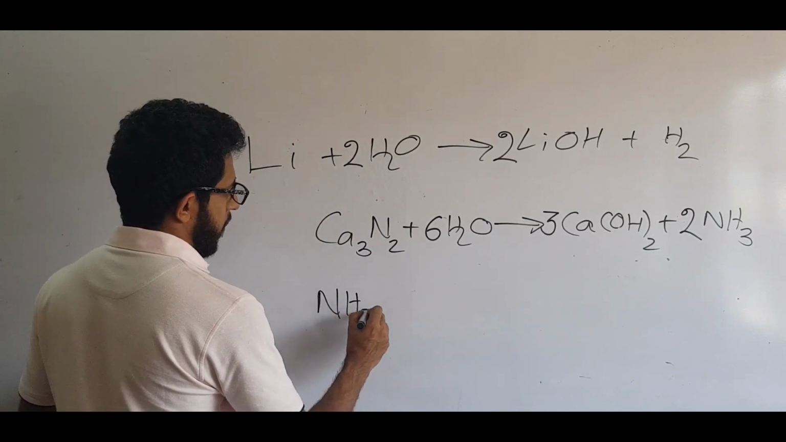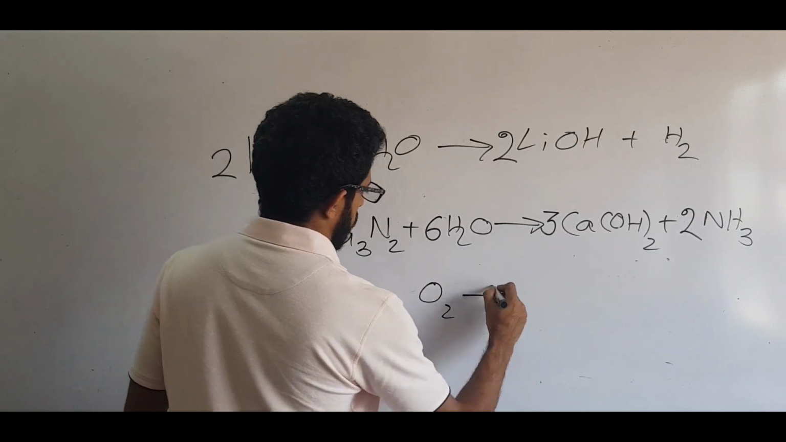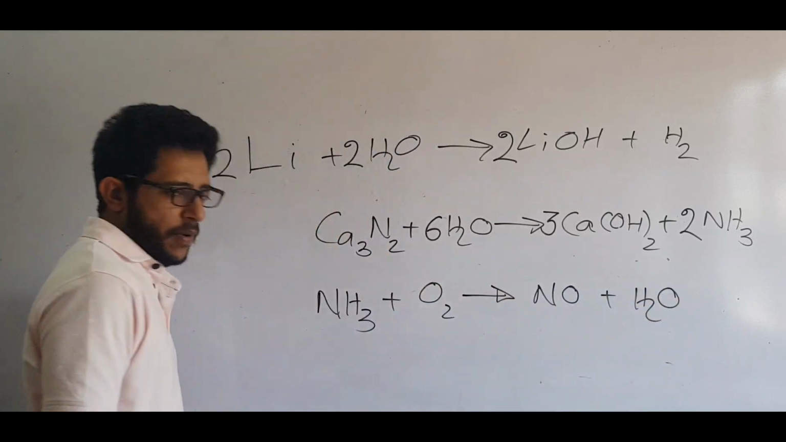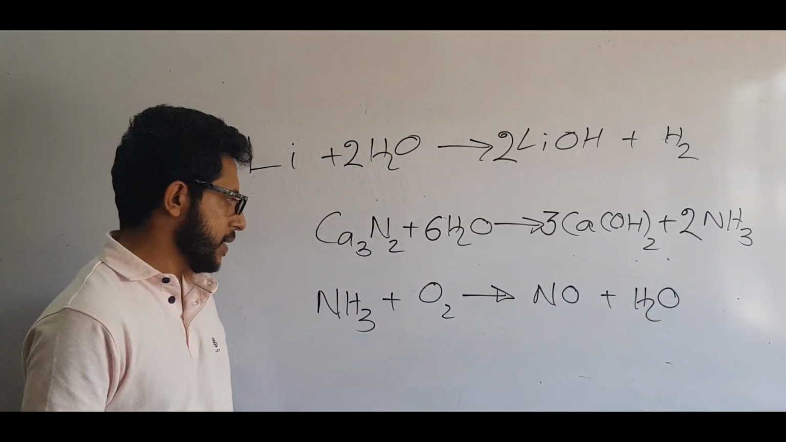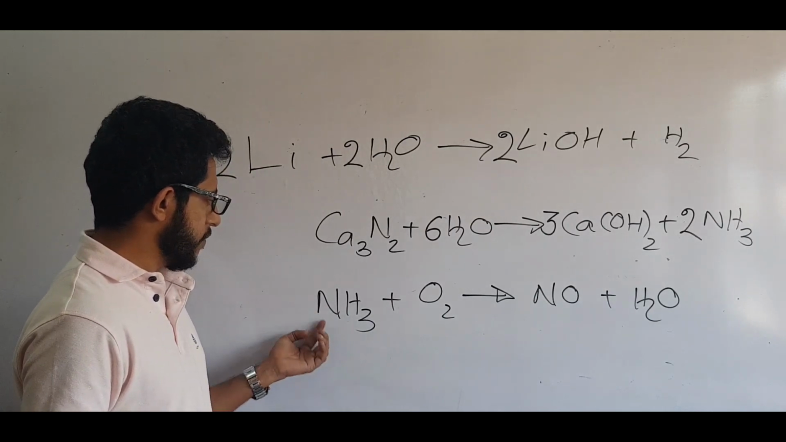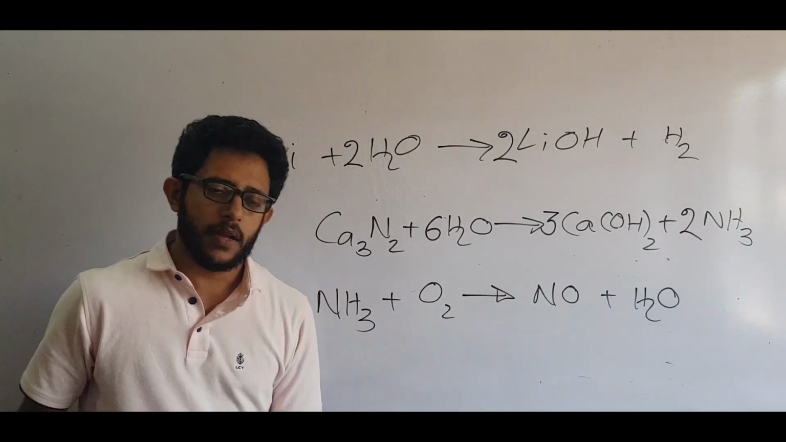Ammonia reacts with oxygen to produce NO and H2O. Some of these reactions are not that easy to balance. For example, this one: 3 and 1, both are odd numbers. Here also 2 and 1, and all the elements are gases.